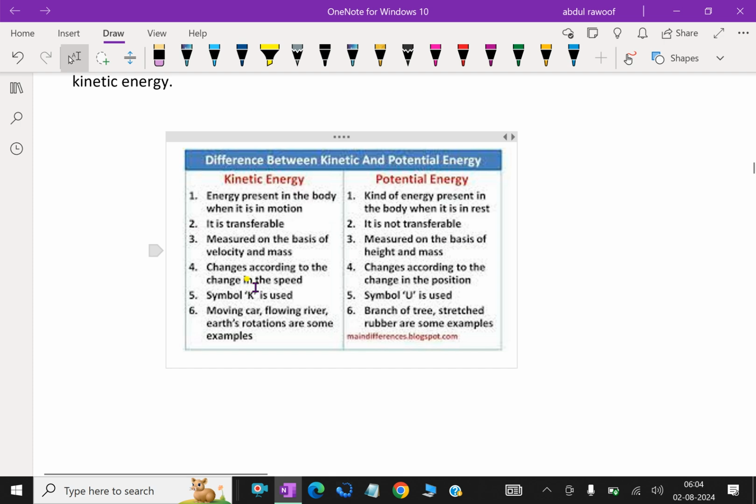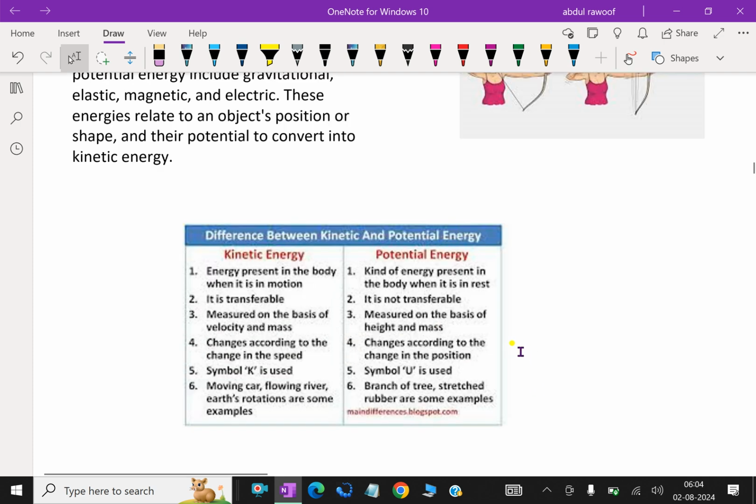Then change according to the change in the speed, and according to the change in the position. Here, K is the symbol for kinetic energy, U is the symbol for potential energy. Moving car, flowing river, these are examples of kinetic energy. Branch of tree, stretched rubber are some examples of potential energy.